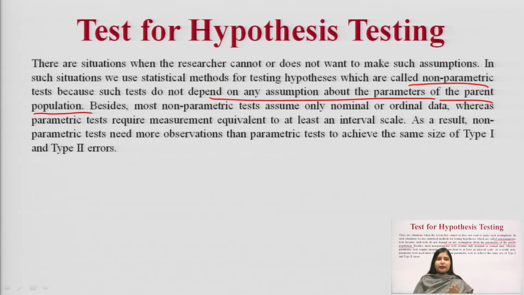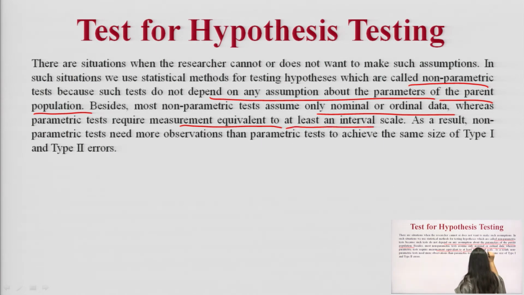So, in the parametric test you make certain parameters of the parent population, and besides this, most of the non-parametric tests assume only nominal and ordinal data, whereas the parametric test requires measurement equivalent to at least an interval scale, and as a result the non-parametric test needs more observations than the parametric test.